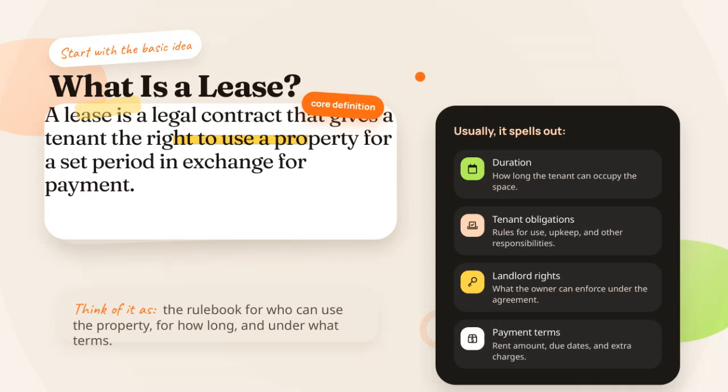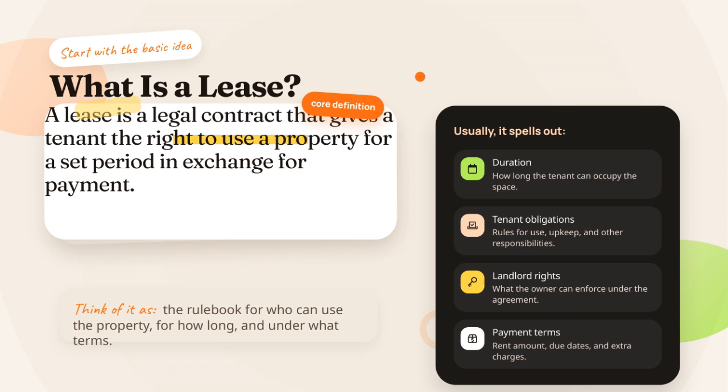A lease is essentially a legal contract that grants a tenant the right to use a property for a specific period of time in exchange for payment. Think of it like a rule book that clearly defines who can use the property, for how long, and under what conditions. At its core, a lease spells out several key elements.